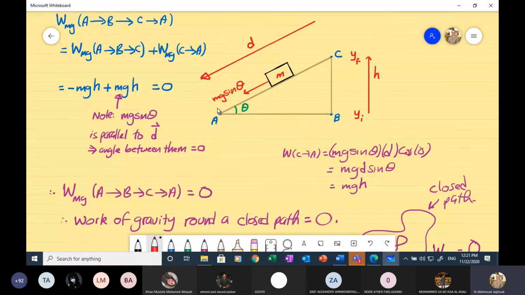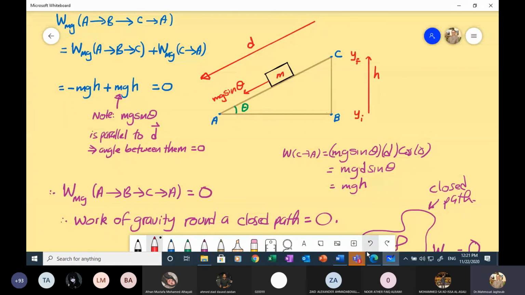So the work done from A to B to C is minus mgh, and you add to it the work done from C to A, which is plus mgh. It gives 0. So yes, when you start from a point and you go back to the same point, the work done by the force of gravity, which is a conservative force, is 0. So does the work of gravity around a closed path equal 0? The answer is yes. Now I've taken a simple path just to be able to calculate the work.